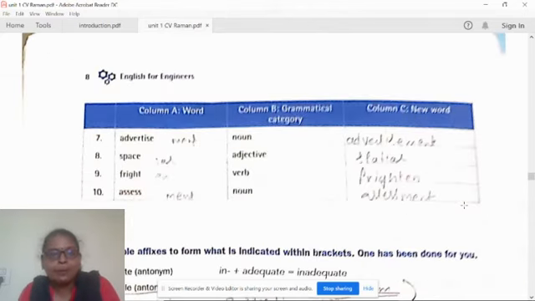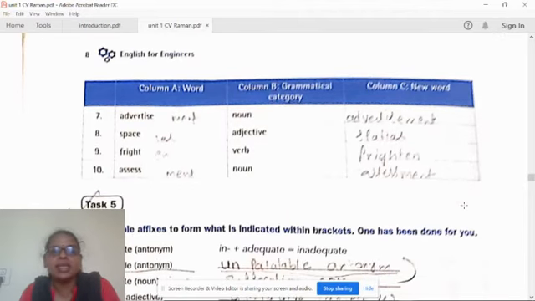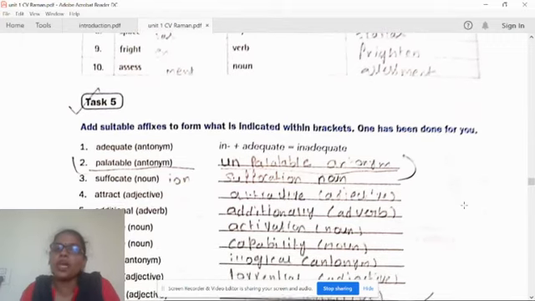Now let us see what they have given in column A again. Seventh word, advertise. They're asking us to change it into a noun by adding ment, advertisement. Now, space. We have to change it into an adjective by saying spatial. Now, fright into a verb by adding en, frighten. Assess. You need to change it into a noun by adding the suffix ment, assessment. So this is the way you can change the suffix forms and write.